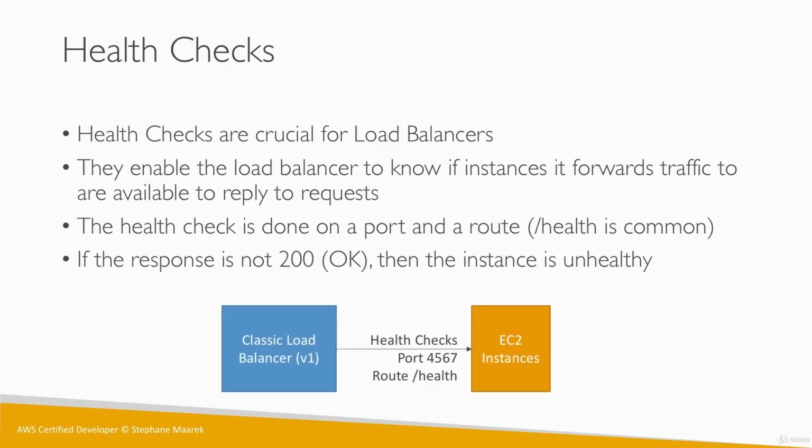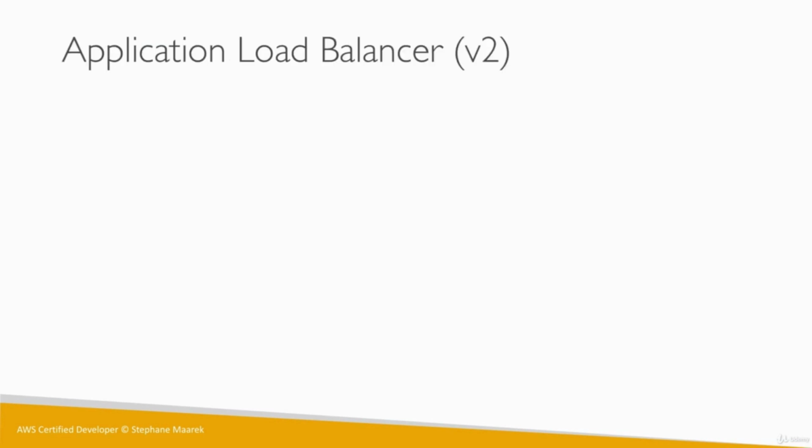So here's what it looks like. We have our load balancer and we have our EC2 instances in the backend, and it will do a health check on port, whatever you want, really. So 4567, but it could be port 80 or whatever you want. And it will ask for the route /health. And that's you who set up these things. If the EC2 instance says okay, then it's deemed healthy. If it's not okay, it's not healthy, and the load balancer will stop sending traffic to that instance.